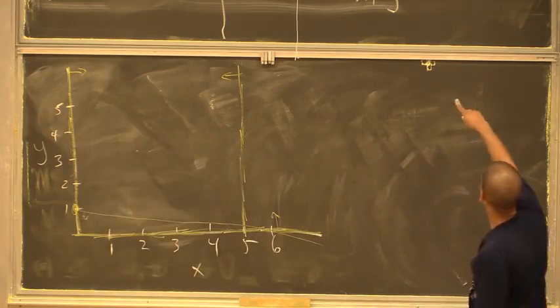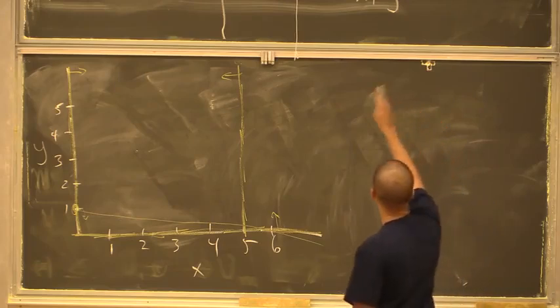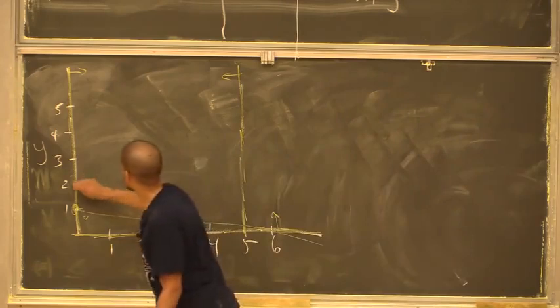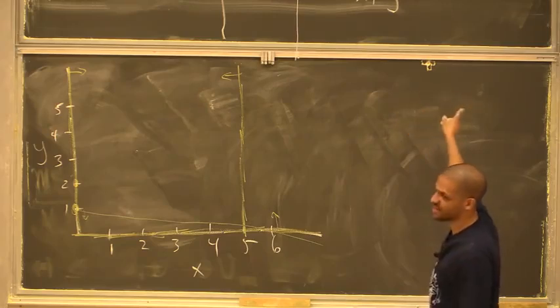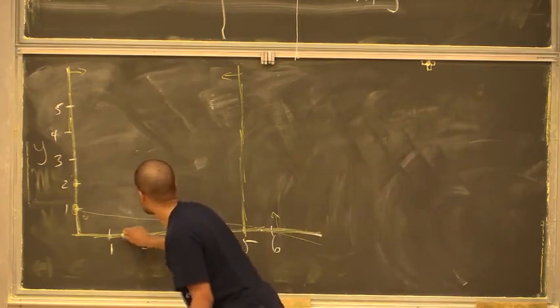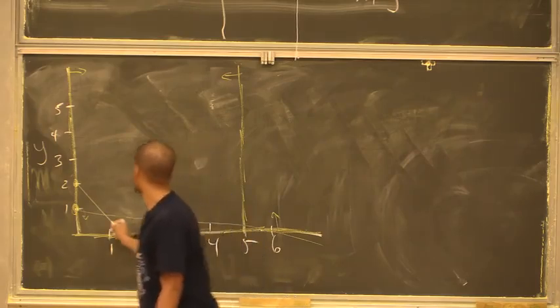And then there's also 4x plus 3y is at most 6. What are the x and y intercepts of that? When x is 0, y is 2. When y is 0, x is 3 halves. 6 divided by 4 is 3 halves, which is right here. So that's this line. And you're saying you have to be on this side of that line.